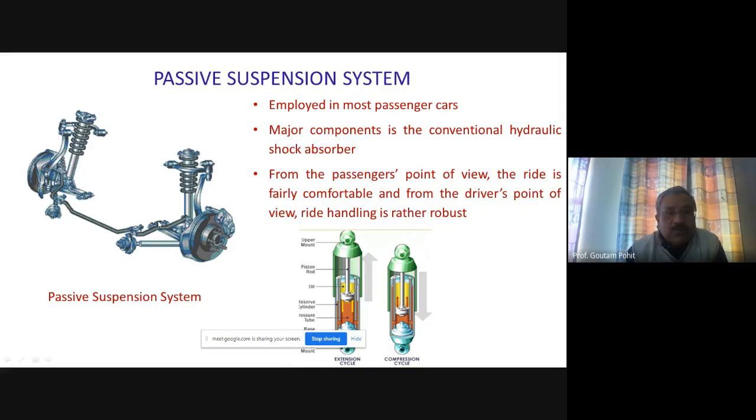It's shown in a double wishbone type suspension system, where this is the coil along with the shock absorber. This is the shock absorber. From the passenger's point of view, the ride is fairly comfortable, and from the driver's point of view, the ride handling is rather robust.